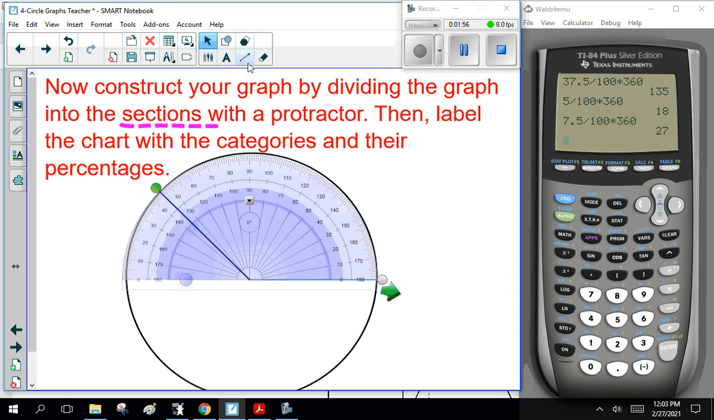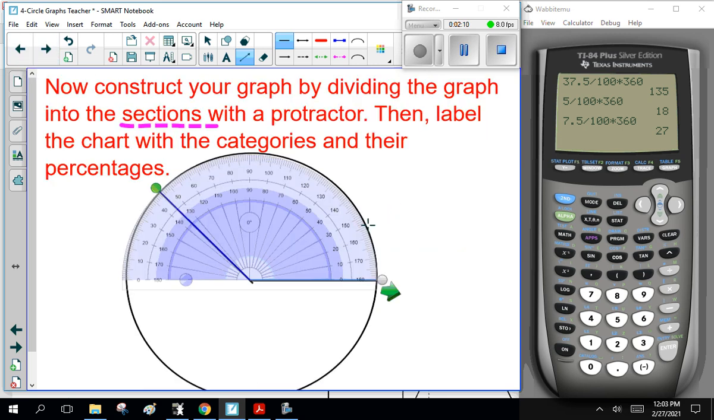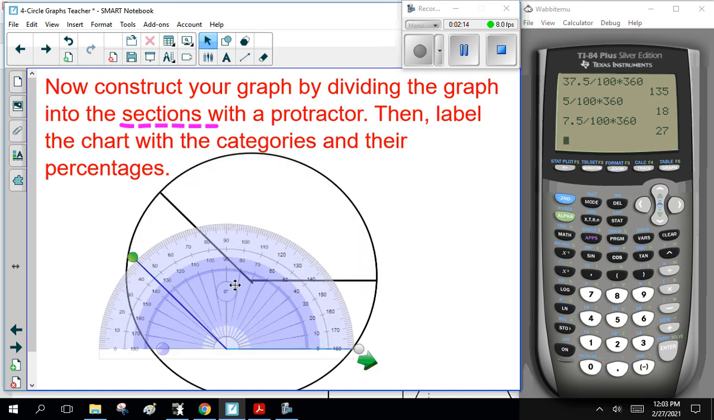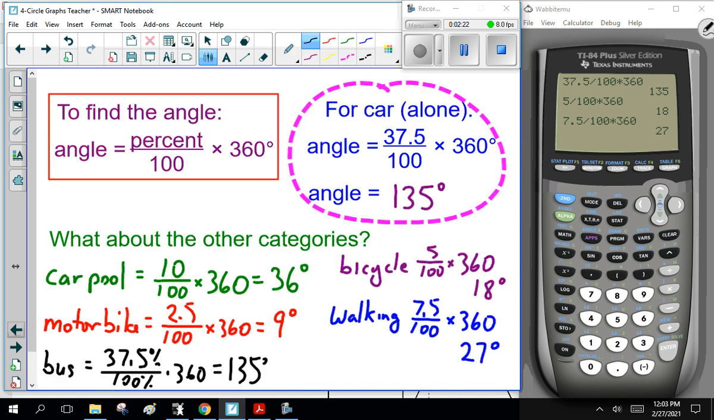Now how do I do this? That's a good question. I'm going to put a line from the middle here, and a line here. So this is car only, 135 degrees. Let me get this protractor out of the way. So this is car only, car only 135.